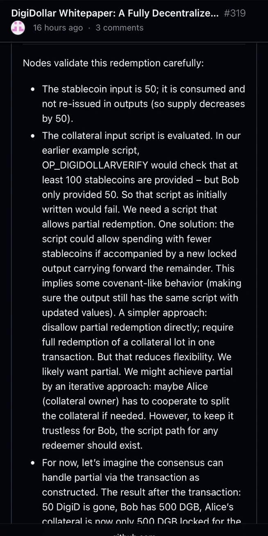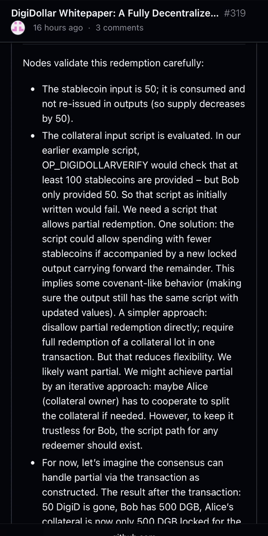The stablecoin input is 50, it is consumed and not reissued in outputs, so supply decreases by 50. The collateral input script is evaluated. In our earlier example script, DigiDollar Verify would check that at least 100 stablecoins are provided, but Bob only provided 50. So that script as initially written would fail. We need a script that allows partial redemption.